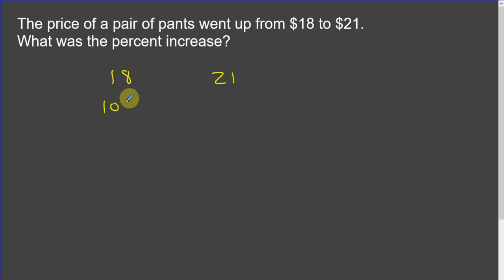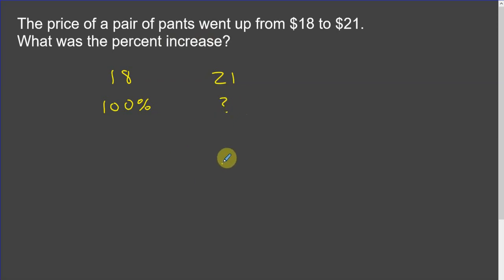As always, the earlier number gets pinned to 100%. And now we want to know what this percent is. Since it was a percent increase, we expect this to be more than 100. This actually won't be our final answer, but I'll address that after we get it. So let's get this number.